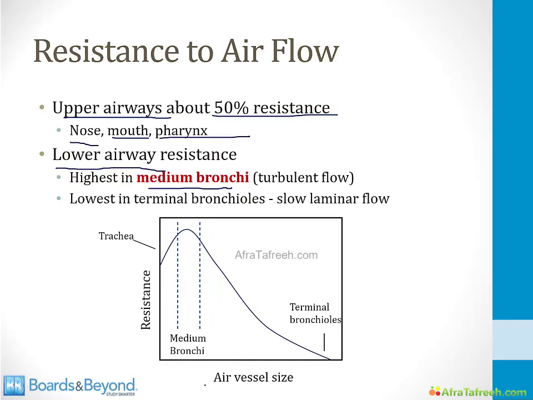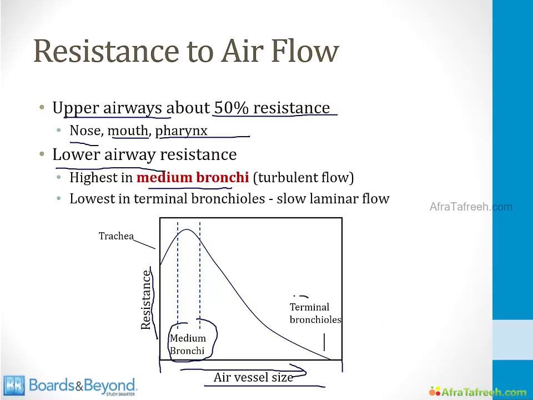On the x-axis is the air vessel size, starting from the largest vessels, the trachea on the left, to the smallest vessels, the bronchioles on the right. On the y-axis is resistance to airflow, and it turns out that resistance to airflow is highest in the medium bronchi. So why is that the case? Well, there's lots of turbulent flow in the medium bronchi because the bronchi are branching a lot at this point. In addition, the total surface area of the medium bronchi is very small. Even though they're somewhat larger structures, there are only a few of them.